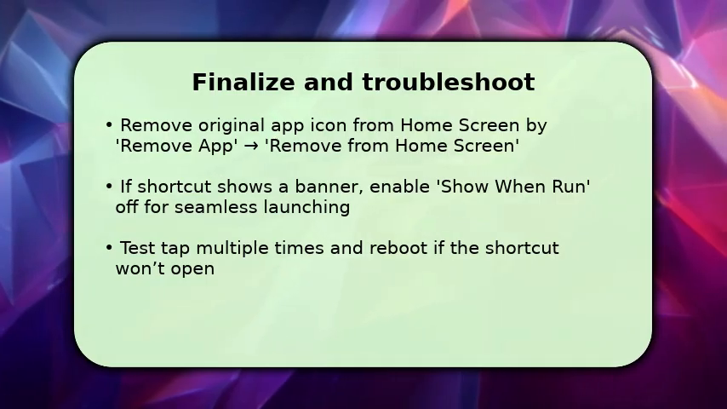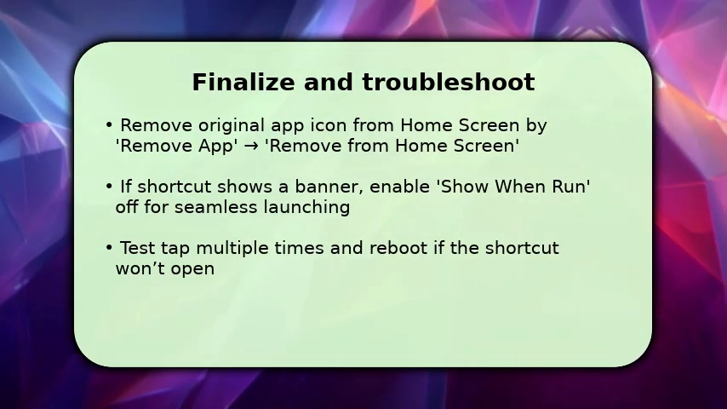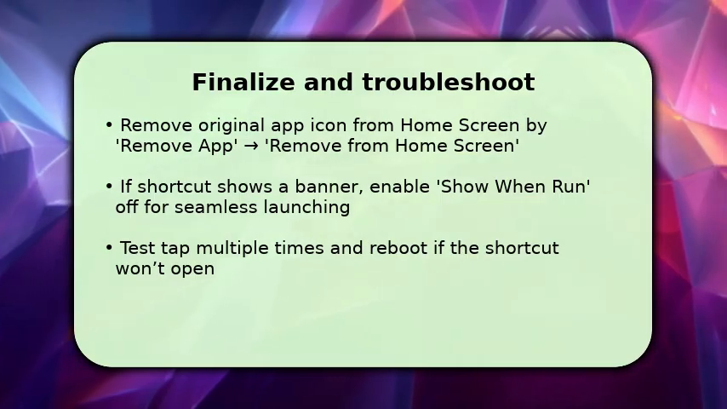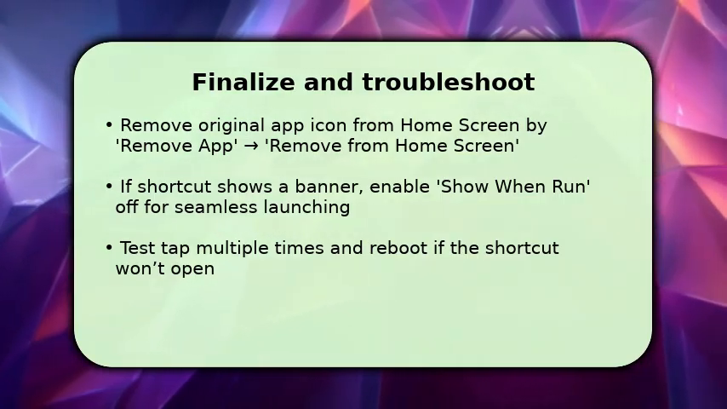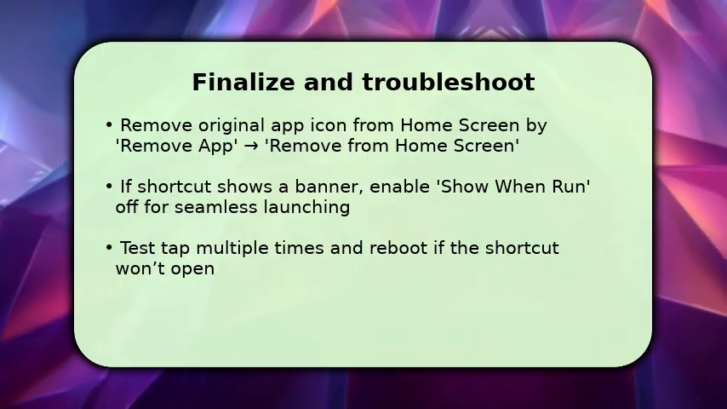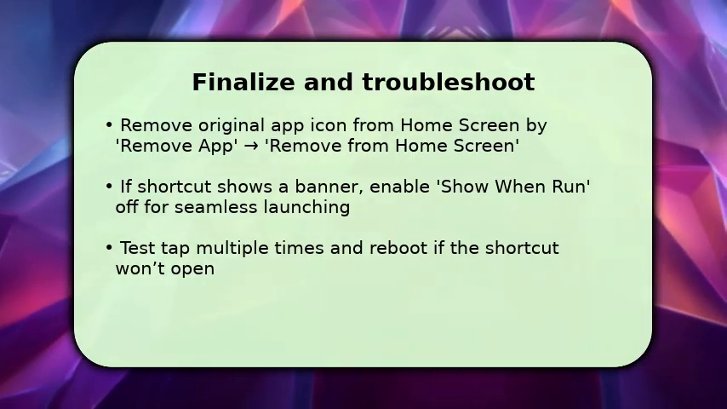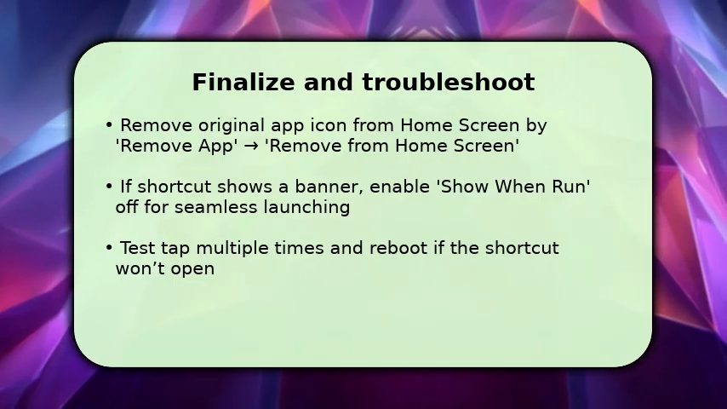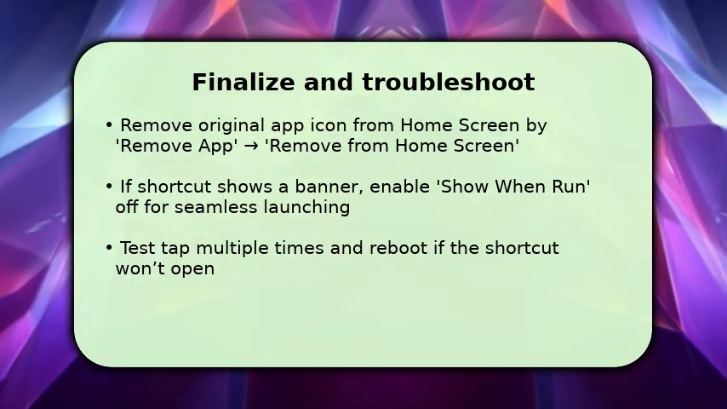If you see a banner that interrupts launch, toggle Show When Run off in Shortcut Details for a cleaner switch. If it still misbehaves, test tapping several times and reboot the phone. If problems persist, recreate the shortcut and reselect the image. This often fixes permission or caching issues.